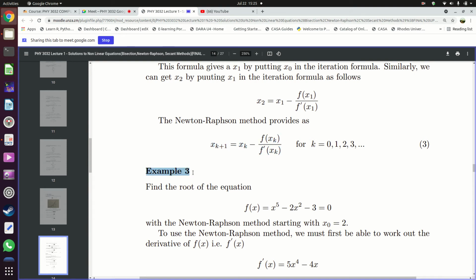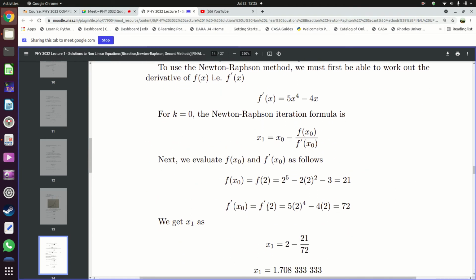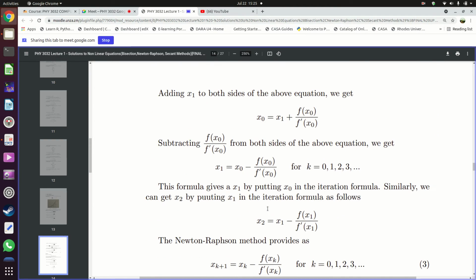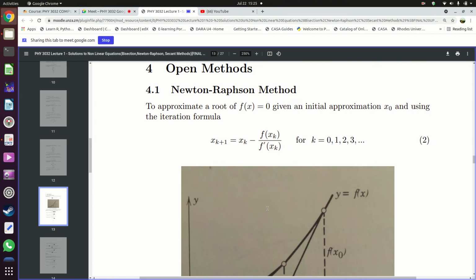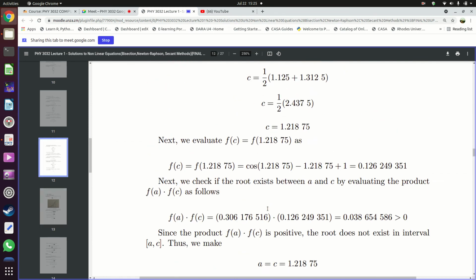Example number 3, we look at the same function which we looked at with bisection. So find the root of the equation f of x equals x to the power 5 minus 2 x to the power 2 minus 3 equals 0. So this function we have seen before. Plot of that function is what you have, I think, up here.